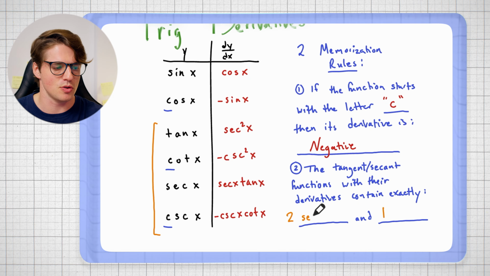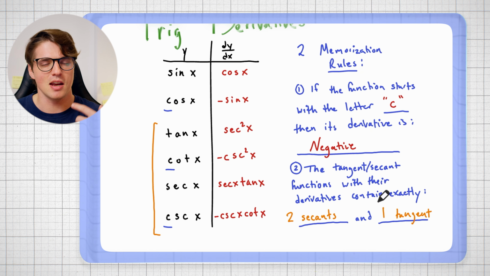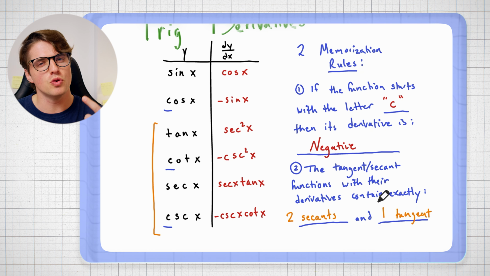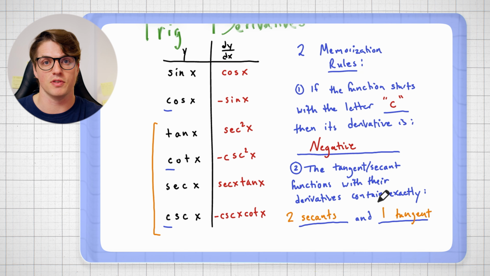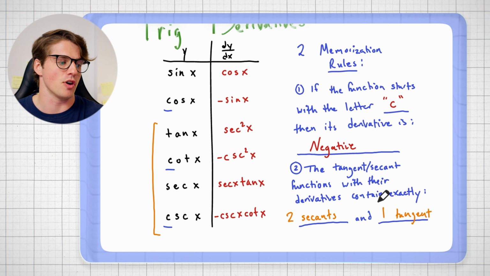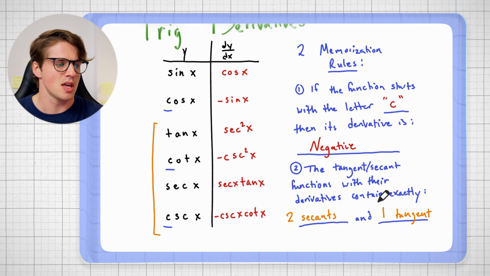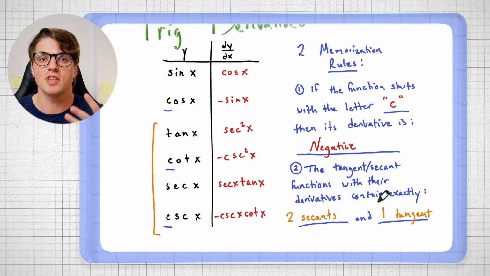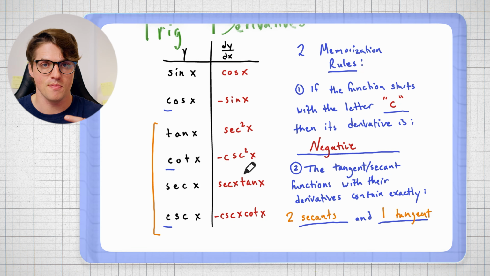I'm going to go ahead and write it. Two secants and one tangent. How does this help me? Well, if I'm taking the derivative of tangent and I can't remember what it is, I think, okay, I need two secants and one tangent. I already have one tangent, so the derivative is two secants, secant squared. If I'm taking the derivative of cotangent, I already have one tangent, cotangent, so I need two secants, cosecants. And of course, that would be negative because it starts with c.